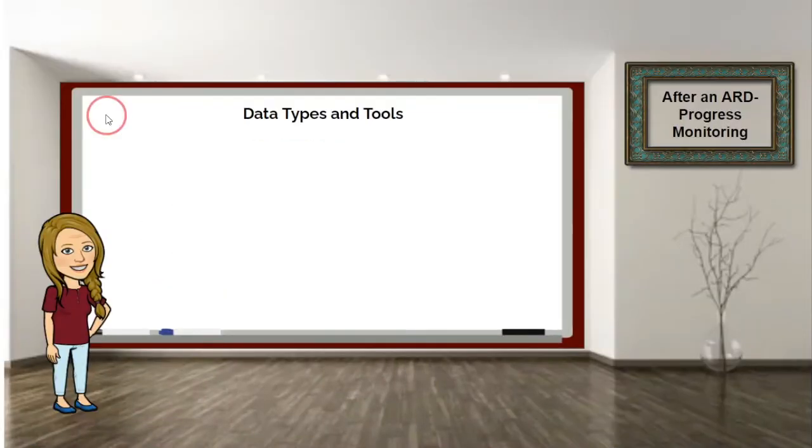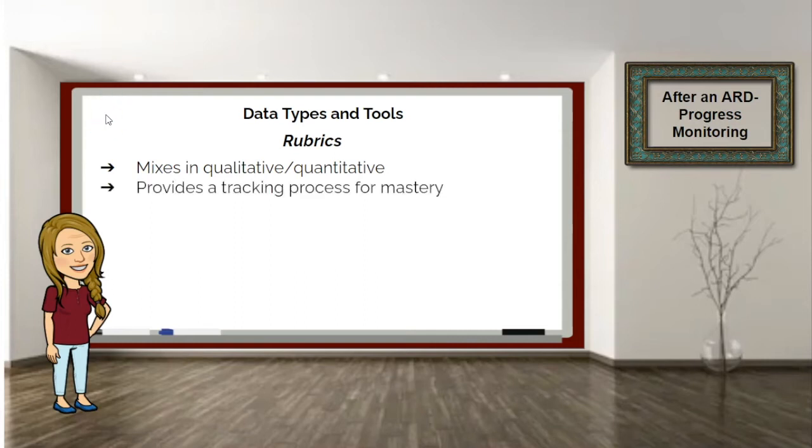Another type of data tool are rubrics. They provide a format to have both qualitative and quantitative data. They also provide a tracking process towards mastery for the student, teacher, and even parents. The students typically take ownership of their learning when familiar with how to use the rubric.